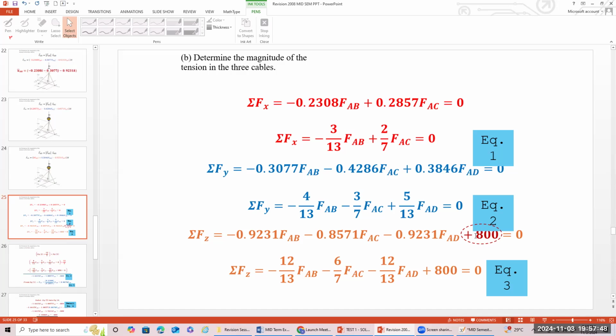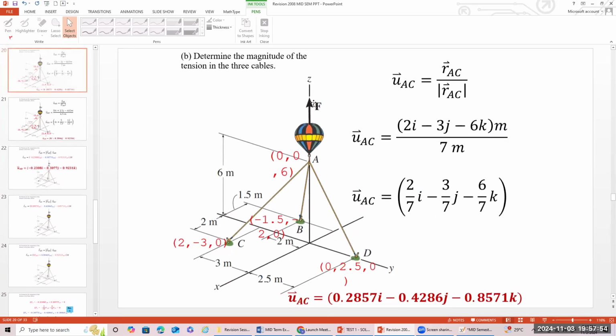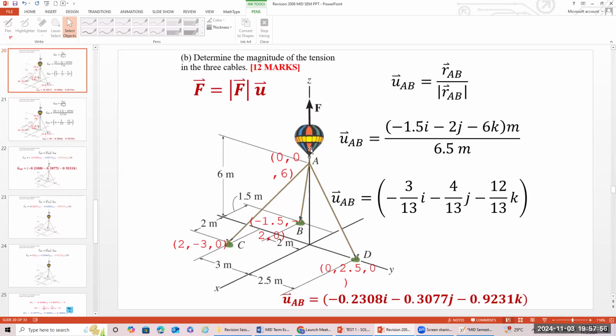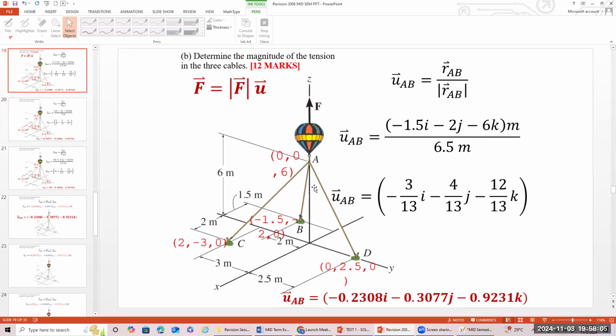The force going upwards at Z. All right, because if we go back to the diagram, for those people who don't remember, this part is crucial. If you forget this part here, you're going to get it wrong. The 800 is going up, positive Z, so you need to add it to your Z equation.